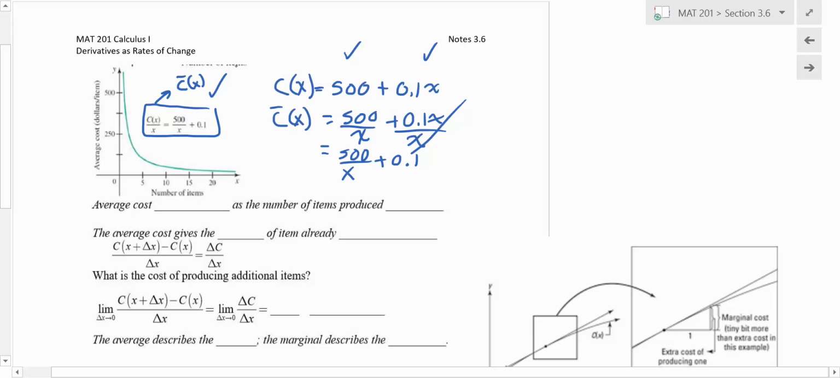So if I give you a cost function, finding an average cost function is very simple. You just divide by x. Okay, so the idea is the average cost is going to decrease, and you're going to look at your graph of the function I gave you. You can tell that the average cost is declining, isn't it? The y values are getting smaller as the number of items gets bigger. Okay, does that make sense?